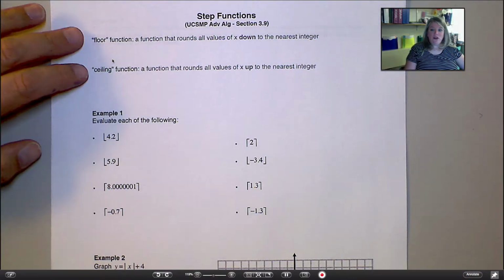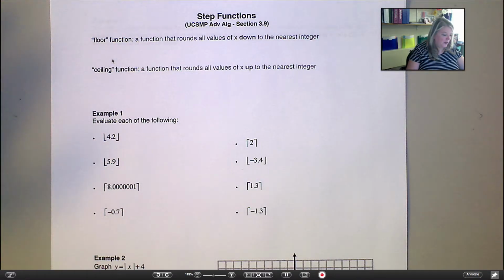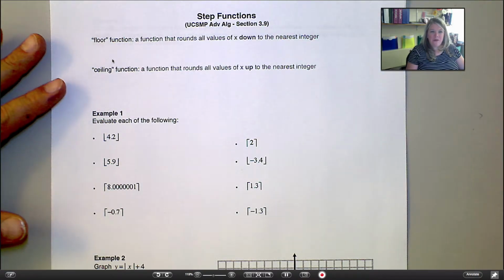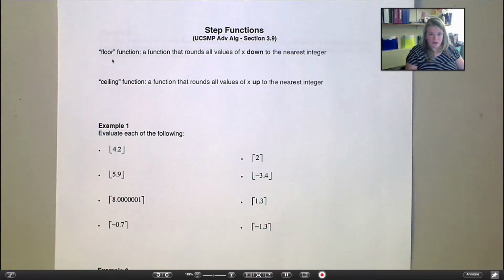There's the floor function and the ceiling function. And I know that sounds pretty informal for math. We don't usually call things floor and ceiling and stuff like that, but I will tell you that that's sort of universally accepted. If you go to college and you're talking about the floor function, your professors are going to know what you're talking about. These do have more formal math names, but it's pretty widely accepted that we can just call them the floor and the ceiling function.